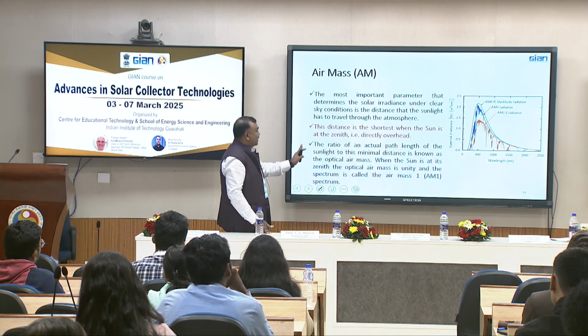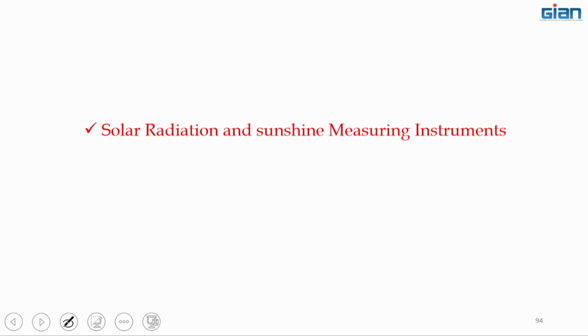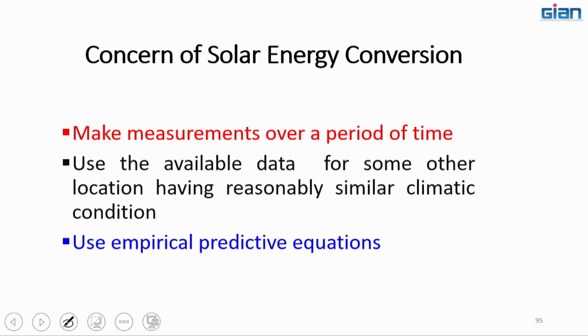So, this is the air mass thing. Normally the 1.5 spectrum is something like this, and this is the spectrum at which we work. Again, we have some measuring instruments, so I will quickly browse through. If you have a measuring instrument, it is well and good. You can get all the data. If you do not have one, then what will you do?